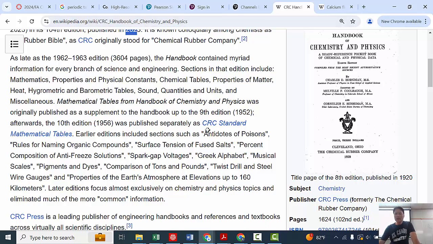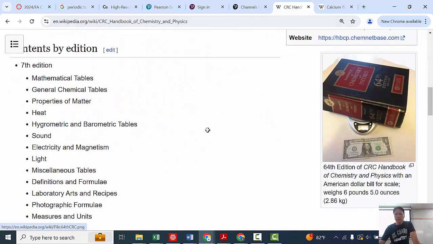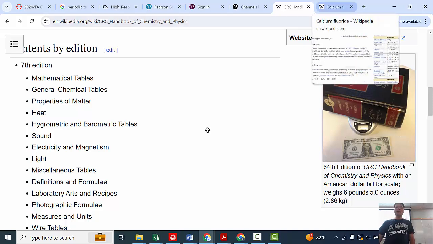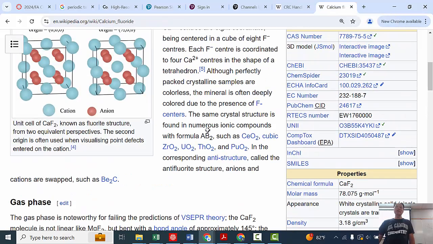Here's an old edition, the 64th edition. This book just gets heavier and heavier. The 64th edition weighs 6 pounds, 5 ounces. I don't know how many pages. God, a lot of pages. But you can look up the data there. But it costs money. The book is expensive. And they have an online version, which is also expensive. So we do the cheap version.